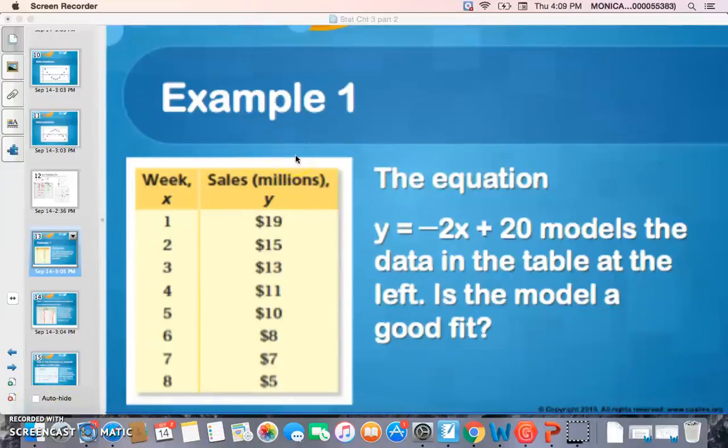Hey, welcome to part two. This is the example problems that I'm going to do with you. And I'm getting these example problems from a website, cpalms.org.